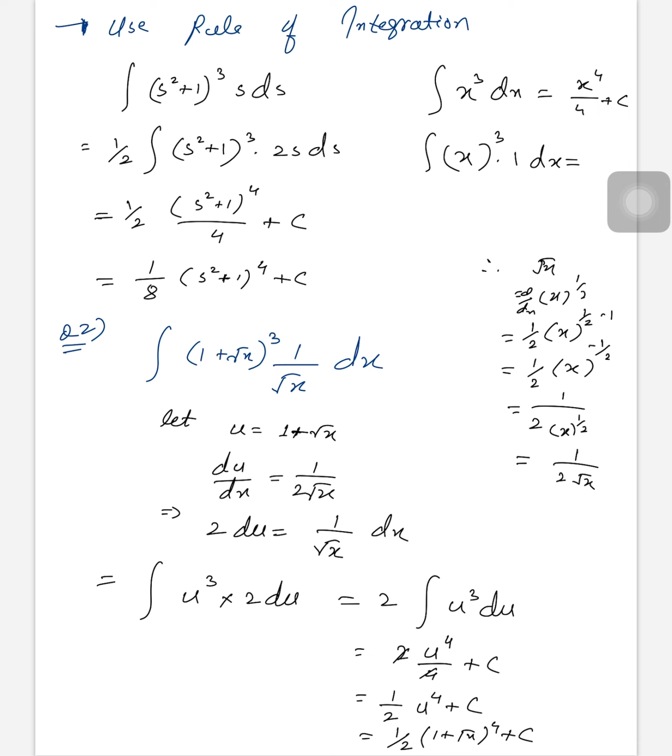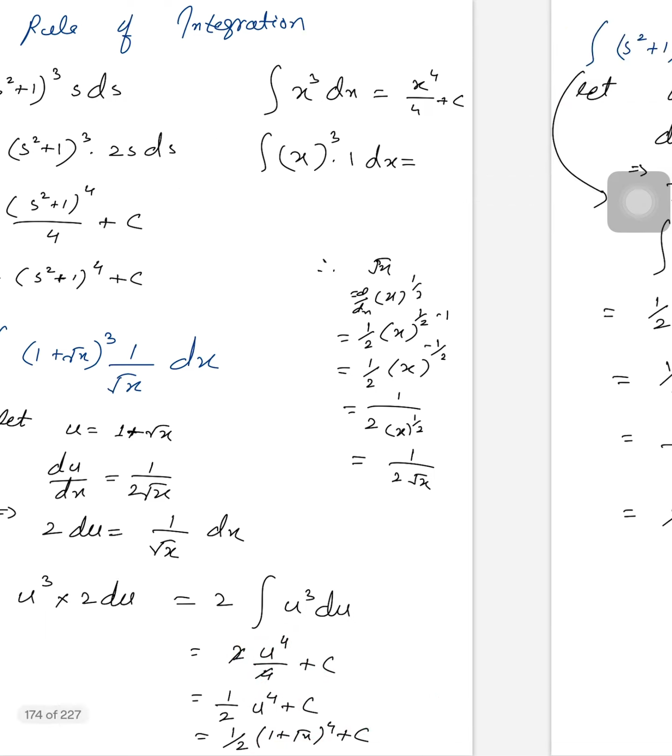So I substitute this as u and then take its differential, so that is 2 du is equal to 1 over under root x dx, right? So instead of this I will write 2 du and this is u cube. Now you will take 2 outside of the integration and this is 2 u cube du. Now take its integration, this is u to the power 4 divided by 4 plus c, so this will be cross and then just put the value of u, so that is your answer.